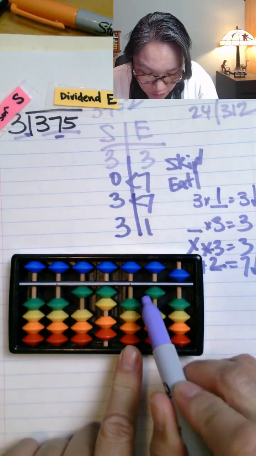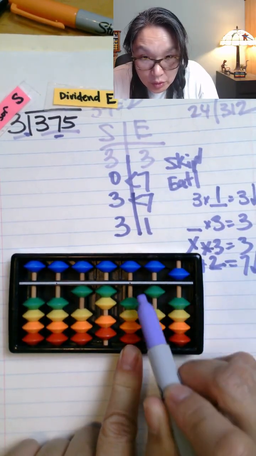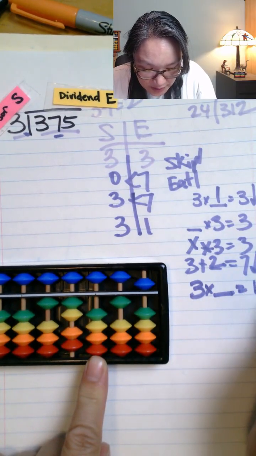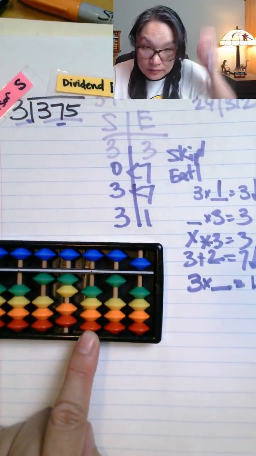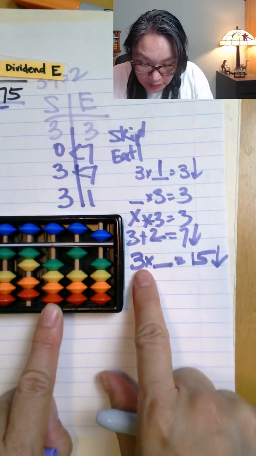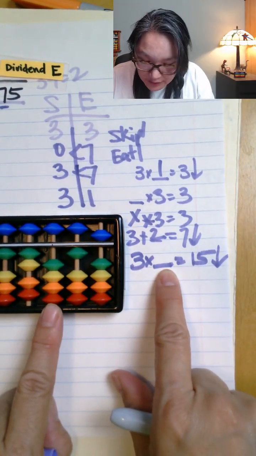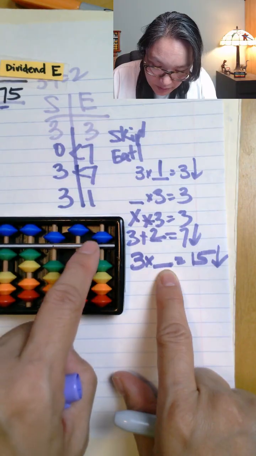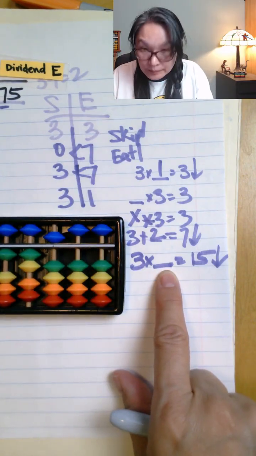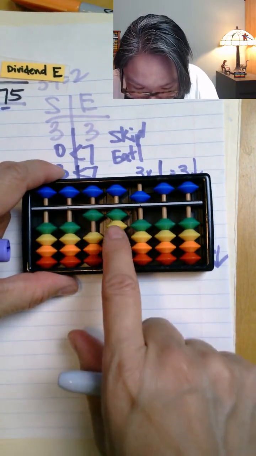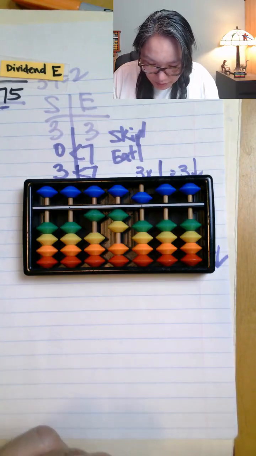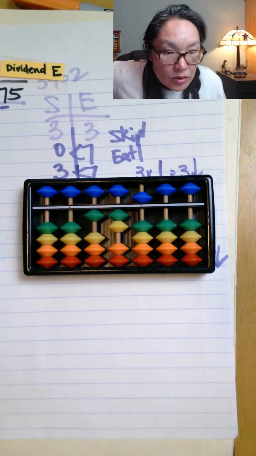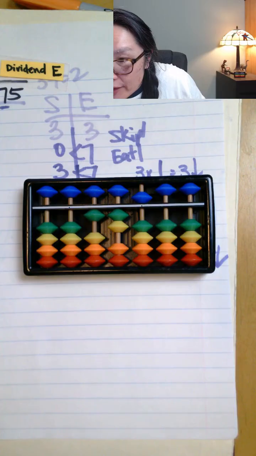I'm going to use 2 digits. I'm going to use 2 columns. So the question is, 3 times what is equal to 15 or less? 3 times 5. Thank you, Melinda. 3 times 5 is equal to 15. Take away 1, take away 5. So my answer is 125.